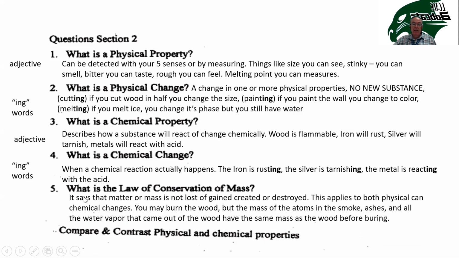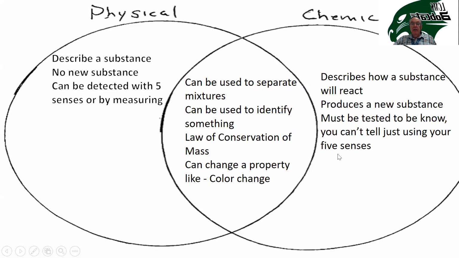Okay, conservation of mass. It says matter or mass is not lost or gained, created or destroyed. This applies to both physical and chemical changes. As I said, you may burn the wood, but the mass of all the atoms in the smoke, the ashes, and all the water vapor that came out of the wood have the same mass as the wood before burning. Okay. And I wanted you to take and put some of these physical and chemical changes in a graphic order.